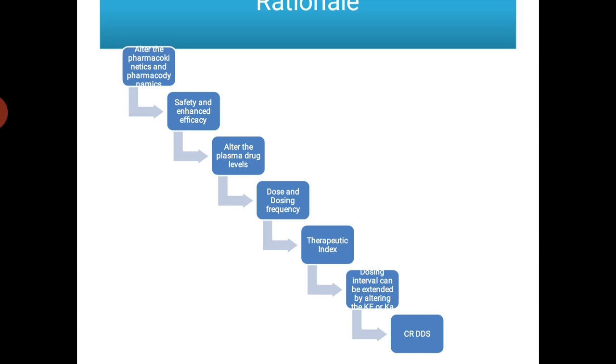That means here we are not altering the Ka, we are not altering the Ke, we are not altering the therapeutic index of the drug molecule. The therapeutic index remains the same, Ka remains the same, Ke remains the same, but we are converting the dose into a controlled release dosage form which can alter the pharmacokinetics, or which can alter the plasma drug concentration profile. So this is the rationale for selecting a controlled release drug delivery system.